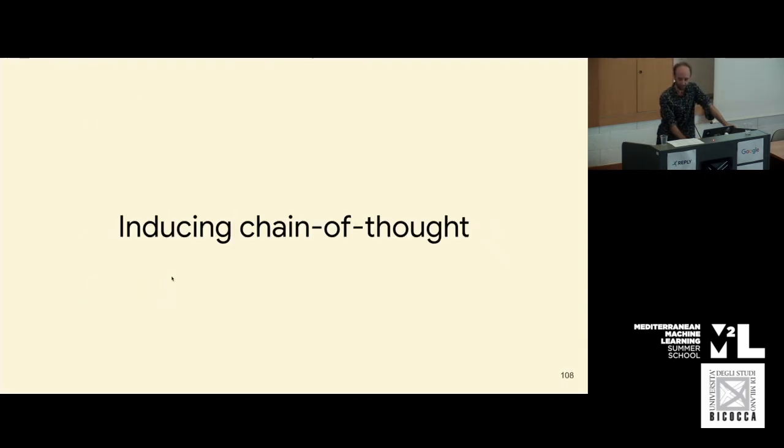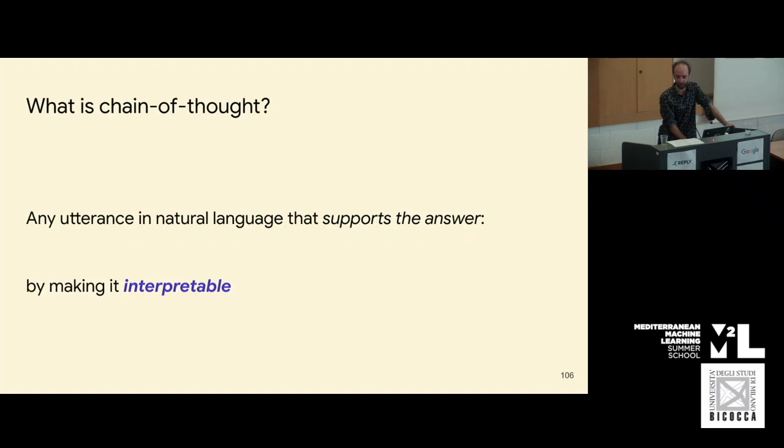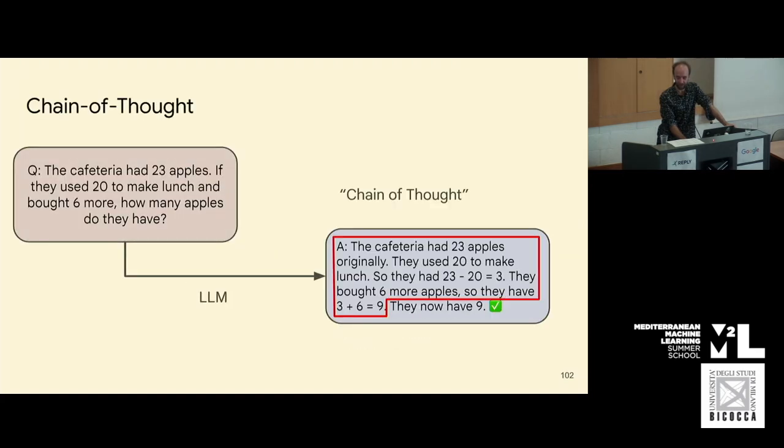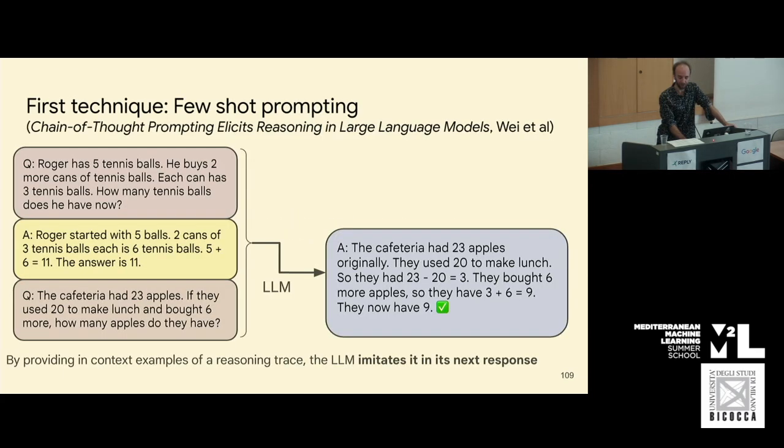All right, so how do we induce chain of thought? You know, here we have two outputs, and one of them was bad, and the other was good. So how could we induce a chain of thought and a good one? The first technique is few-shot prompting. As you know, LLMs are completion machines. You give them a partial conversation, and then they complete it.